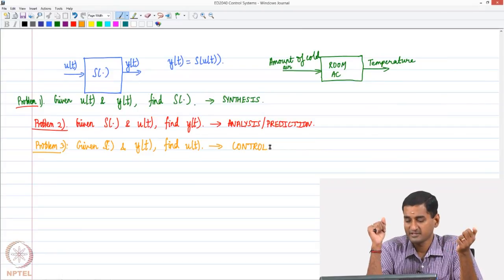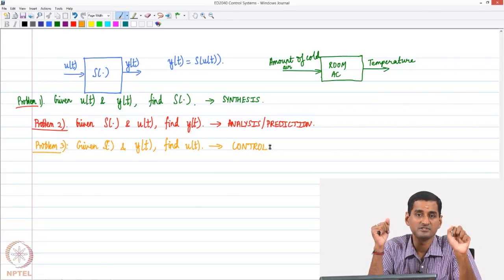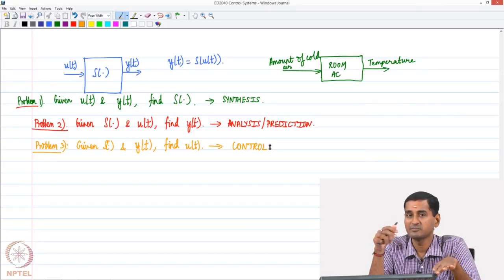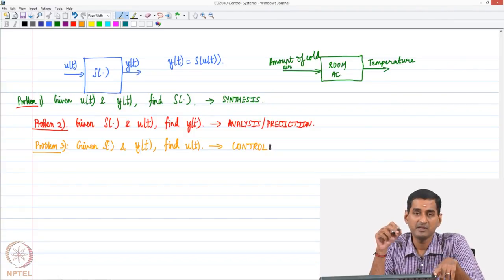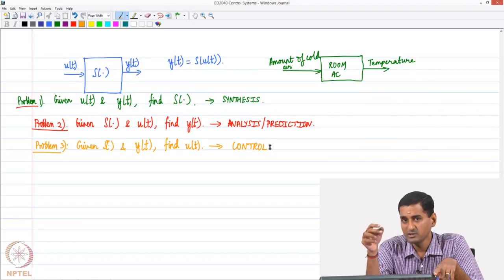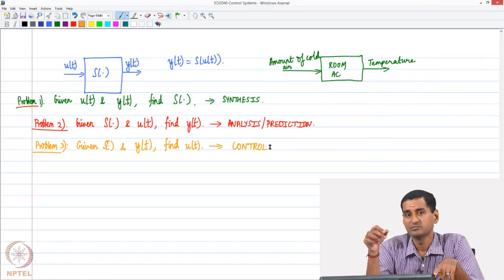I want to regulate the temperature of air in this room. So I set the temperature of air as 25 degrees Celsius. The question is, what is the amount of cold air which I should blow which would get my temperature to 25 degrees Celsius? That is the problem of control. So I know the mapping of the dynamic system, and I want a desired output. What is the input which I have to provide?